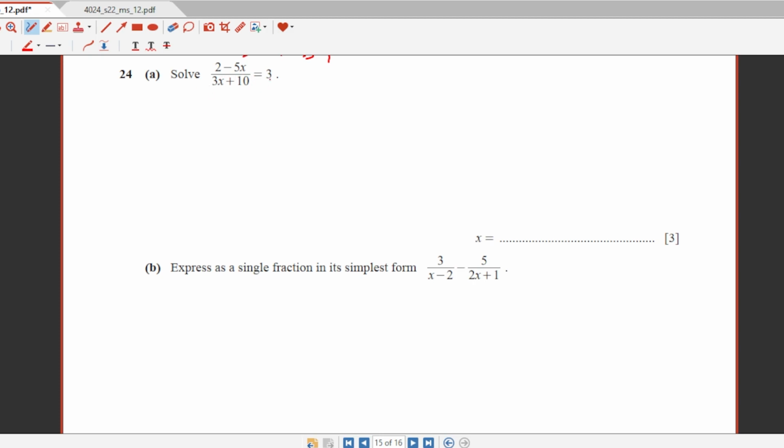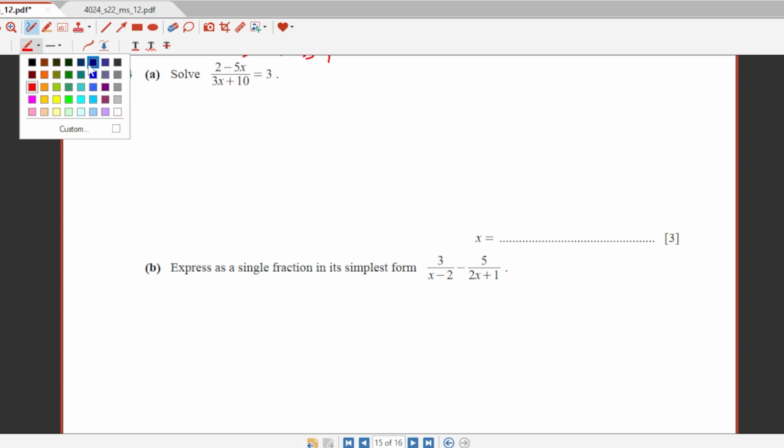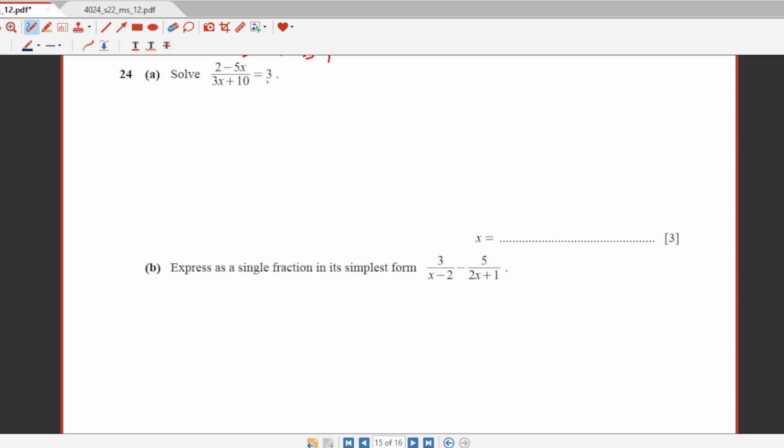There's a fraction on the left side but there is no fraction on the right side. We can put the fraction. We can write 3 as 3 upon 1. Then cross multiplication: 2 minus 5x equals 3 into 3x plus 10. 2 minus 5x equals 9x plus 30.